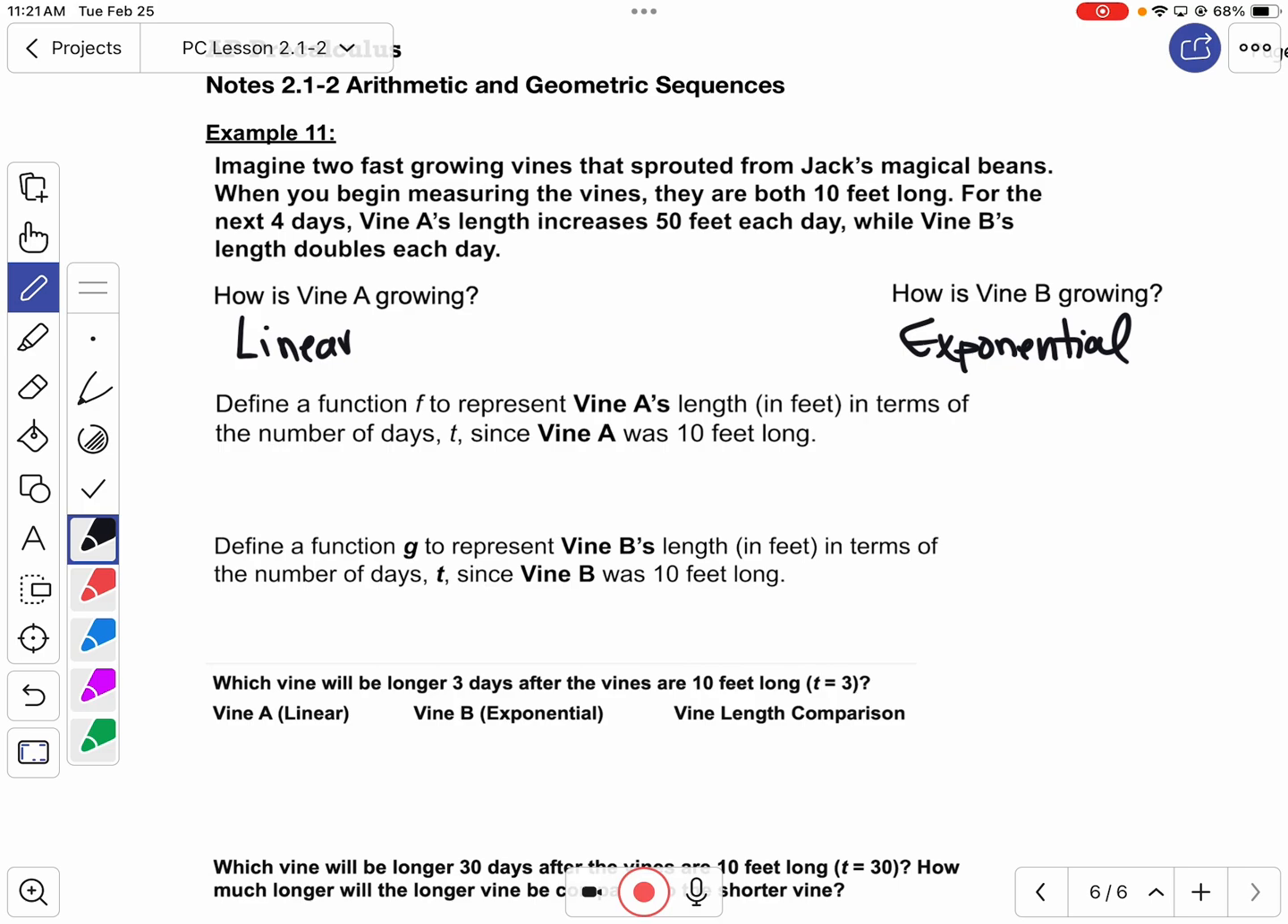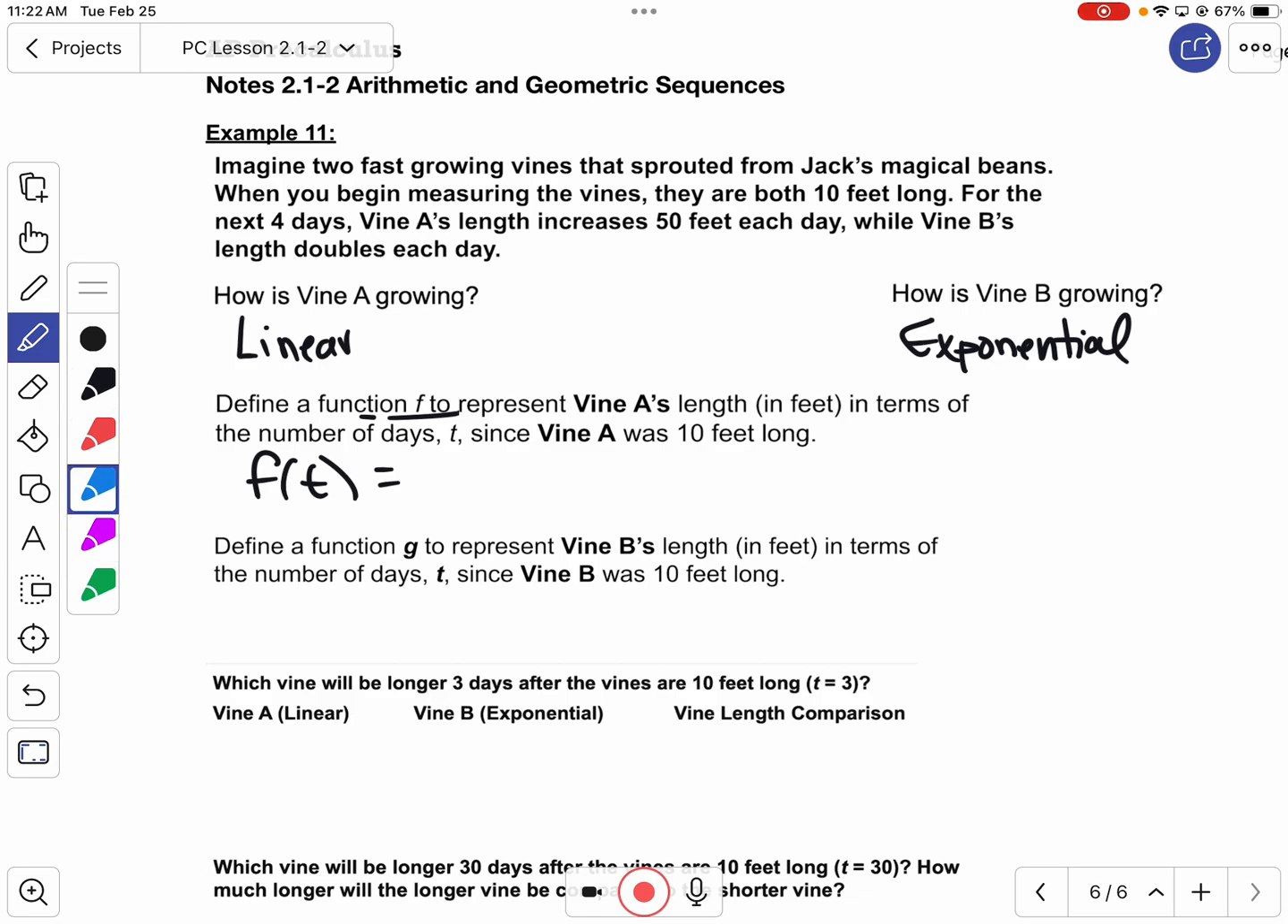Okay, so it says define a function f to represent vine A's length in terms of the number of days t since vine A was 10 feet long. Okay, so a function f, it gives you a variable, you want to use it. So f of t, right? What would that equation look like? Yep, 10 plus 50t.